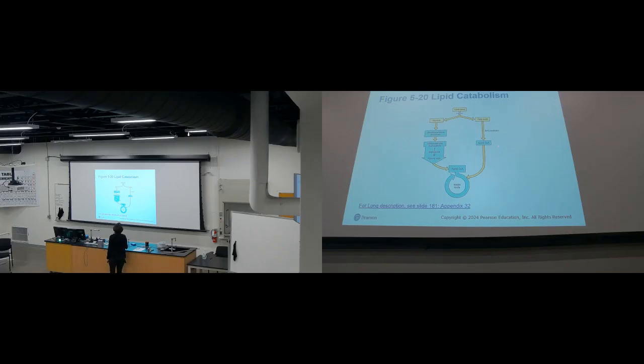Fatty acids will undergo beta oxidation to form acetyl-CoA, and acetyl-CoA can enter into the Krebs cycle, while glycerol will be converted into dihydroxyacetone phosphate, which is part of the glycolysis cycle, and then through an isomerase, this dihydroxyacetone phosphate will be isomerized into glyceraldehyde phosphate, which once it enters into glycolysis will be ultimately converted into pyruvic acid and then into acetyl-CoA.